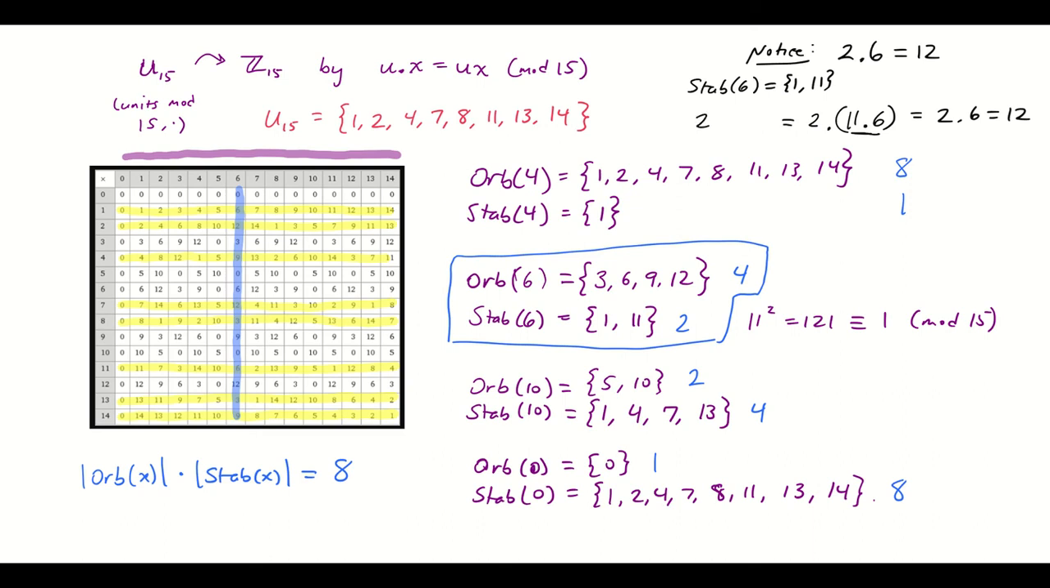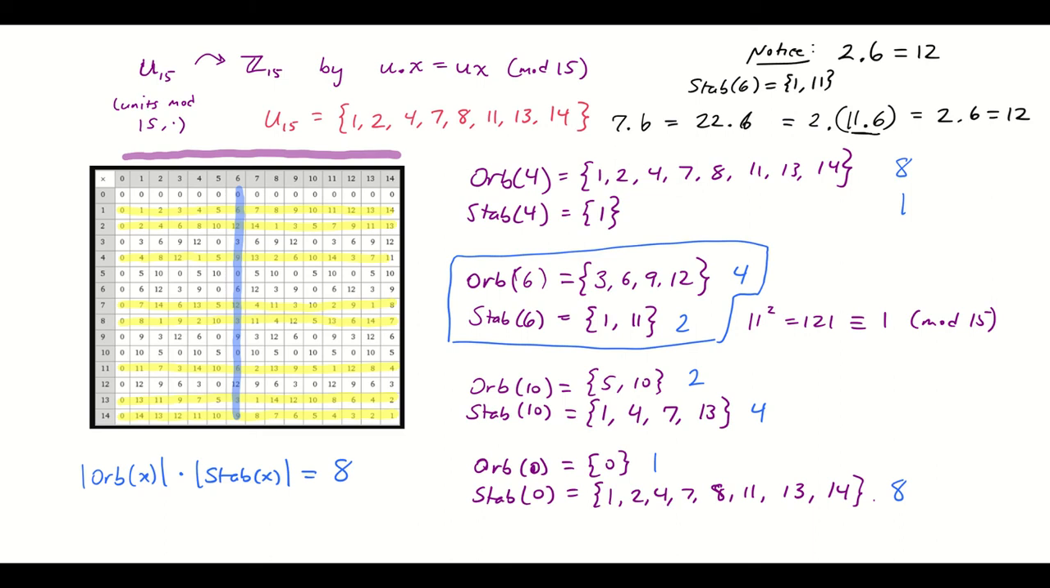2 times 11 in the units mod 15. We don't usually call that 22, by the way. We call that 7, because 7 is the same as 22 mod 15. So it looks like not only should 2 send 6 to 12, so should 7. Is that true? Well, 2 definitely sends 6 to 12. We have the evidence right here. But 7 also sends 6 to 12, as promised.